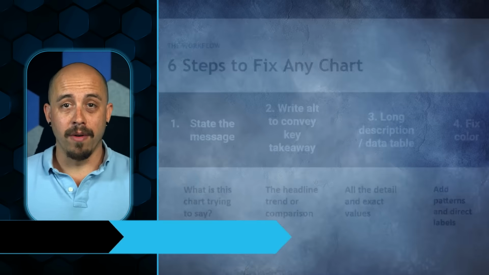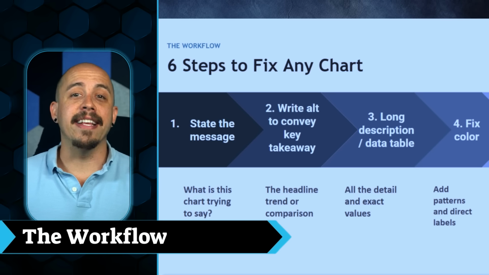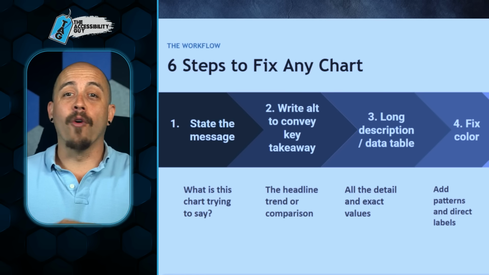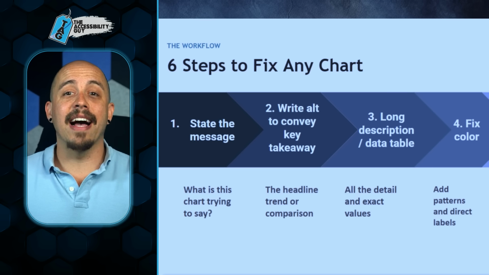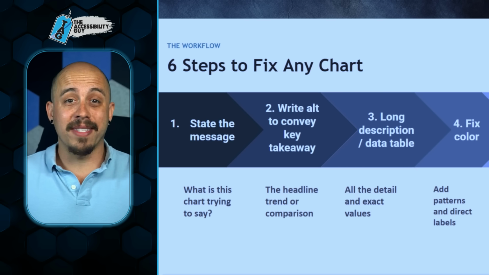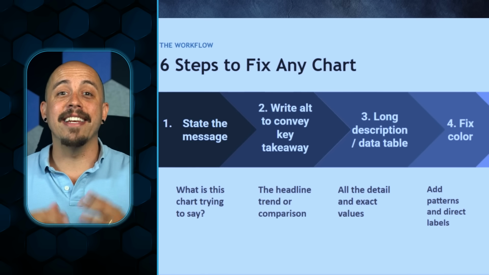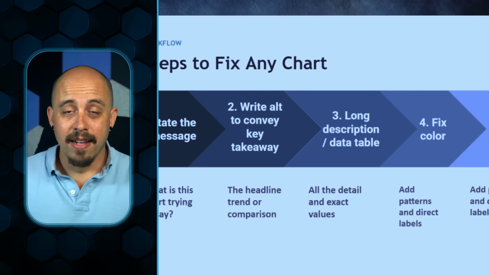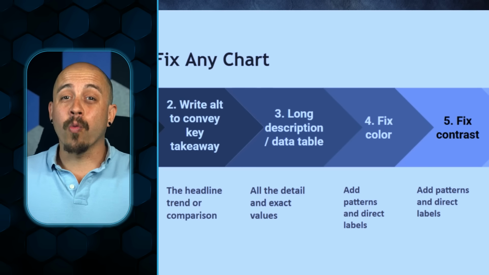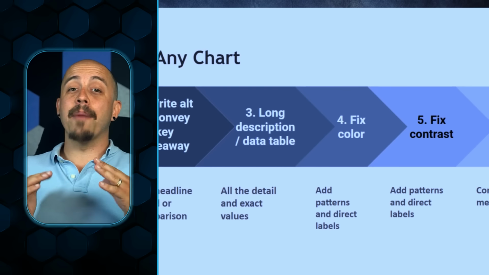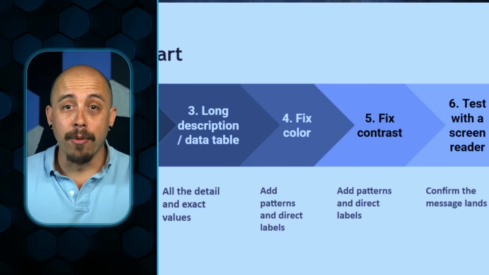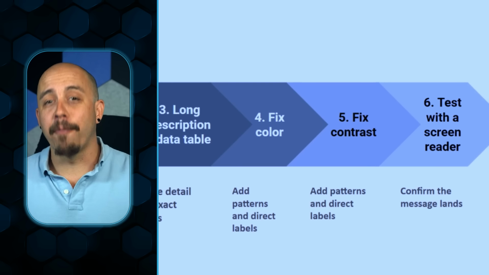So here's the workflow. 6 steps that work on any chart every time. Step 1, state the message. Before you do anything else, write down what this chart is supposed to communicate. Step 2, write alt text for the takeaway. One sentence that names the chart and states the headline. Step 3, provide a long description or ideally a real data table. Step 4, fix color, add patterns, add direct labels, and use a colorblind safe palette.